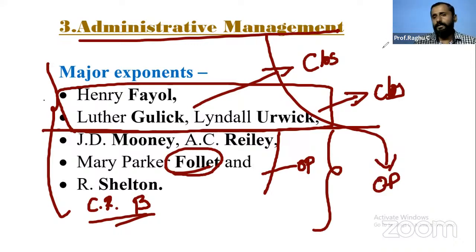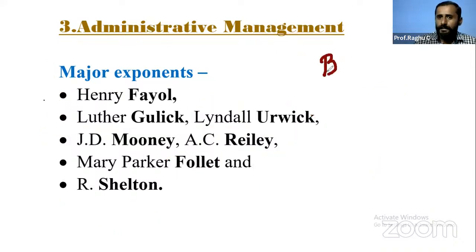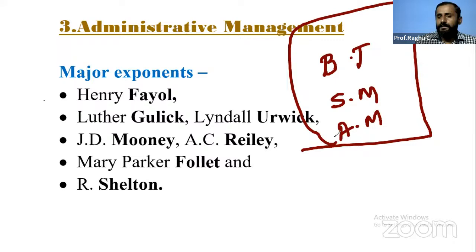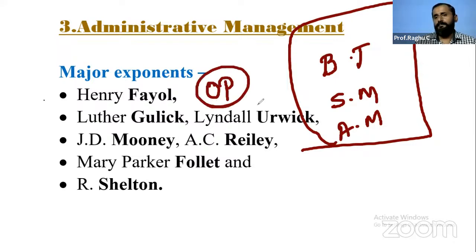So, coming to the chronology, bureaucratic theory was the first. Afterwards came your scientific management. Afterwards came your administrative management. Before this, there was no concept of the open model. They only thought and formulated their laws, principles, everything with the closed model in mind.